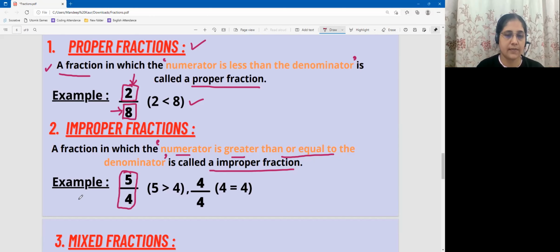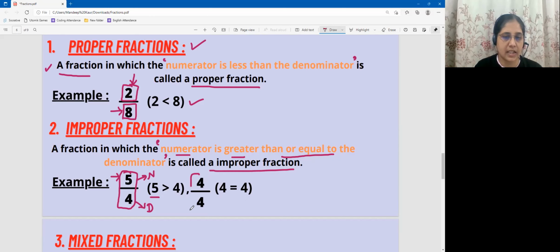So here 5 is the numerator and 4 is the denominator. Here we can clearly see that 5 is greater than 4. So the numerator is greater than the denominator. So we can say 5/4 is an improper fraction.